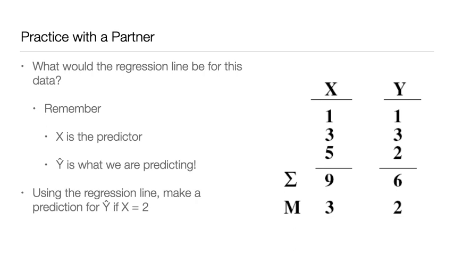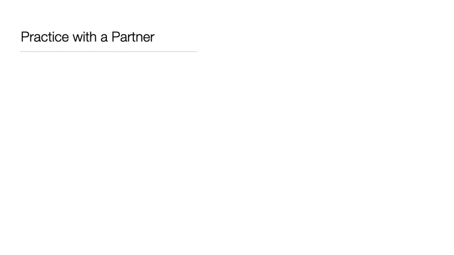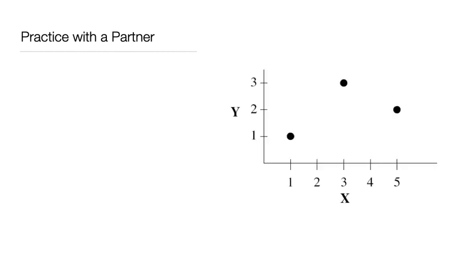Notice X of 2 isn't in this data, so maybe we're interested: what would that be? This is a way that we can look at that. Notice that we've also already been given the means of these data, but if not, those are simple to calculate as well. It's always helpful to go ahead and plot your data points so you can see what kind of relationship this likely is.